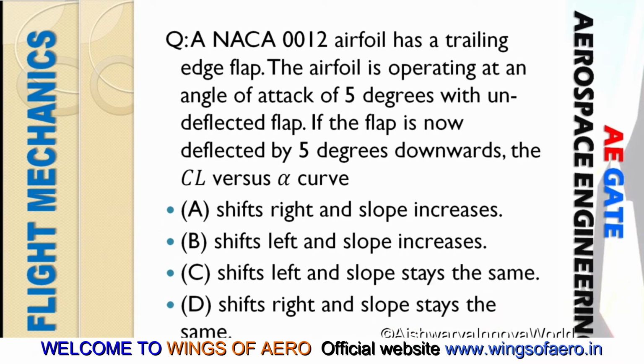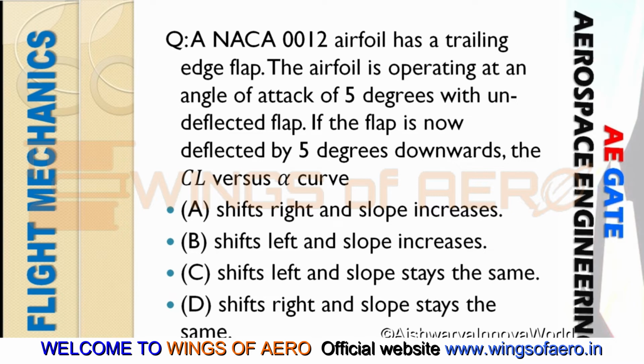Next comes the next question. A NACA 0012 airfoil has a trailing edge flap. The airfoil is operating at an angle of attack of 5 degrees with undeflected flap. If the flap is now deflected by 5 degrees downwards, the CL versus alpha curve: again 4 options. A, shift right and the slope increases; B, shift left and the slope increases; C, shift left and the slope remains the same; D, shift right and the slope remains the same.